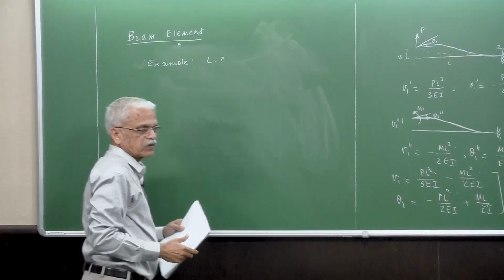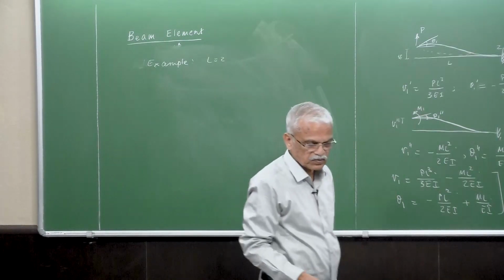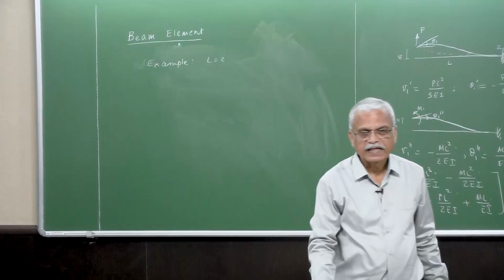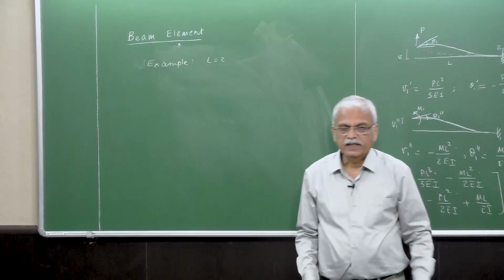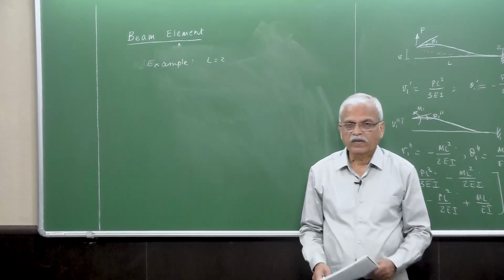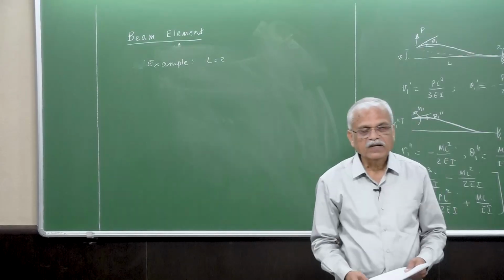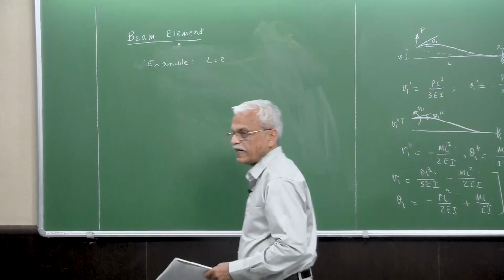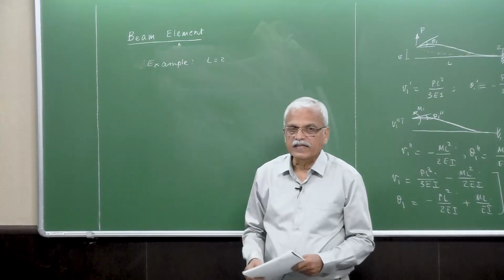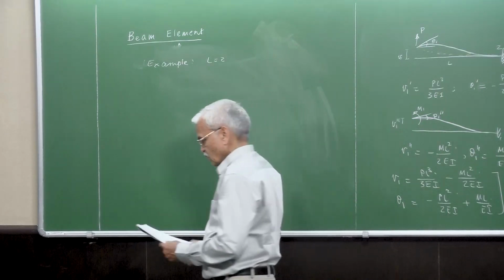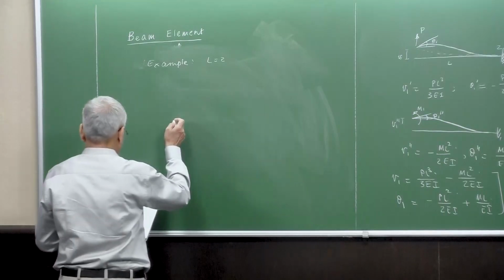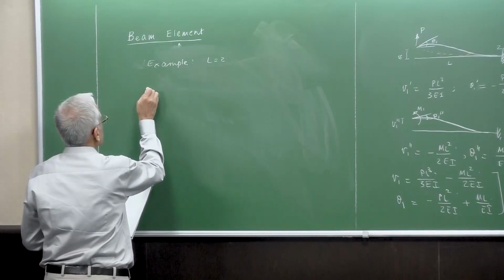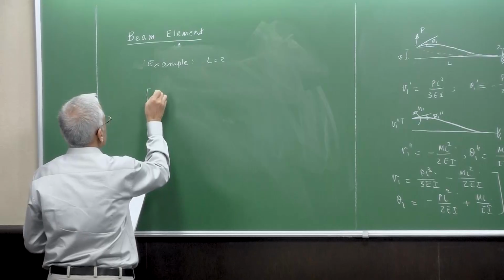So what we are trying to do, taking L is equal to 2, is understand the rigid body degrees of freedom, and in fact the number of equilibrium equations. So how do we get it right from looking at the matrix? Taking L is equal to 2, this is what the stiffness matrix looks like.